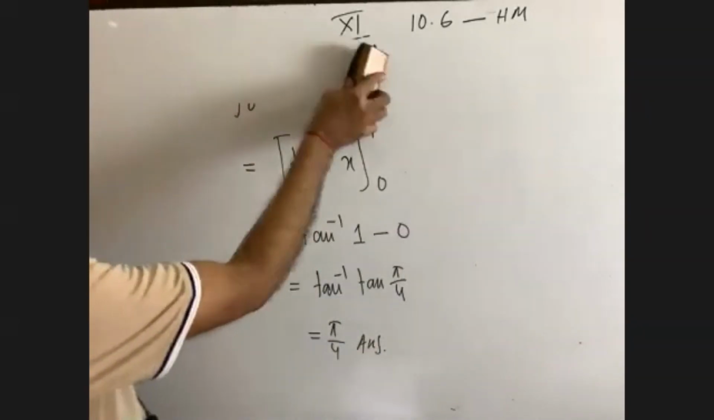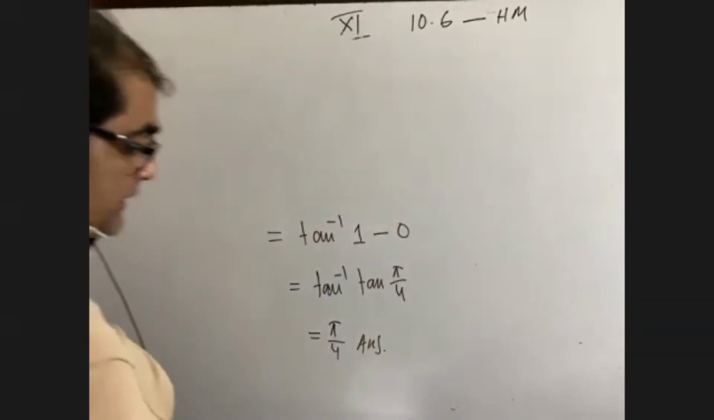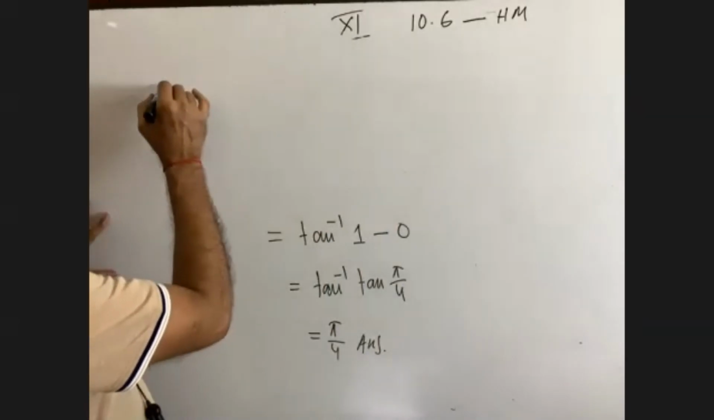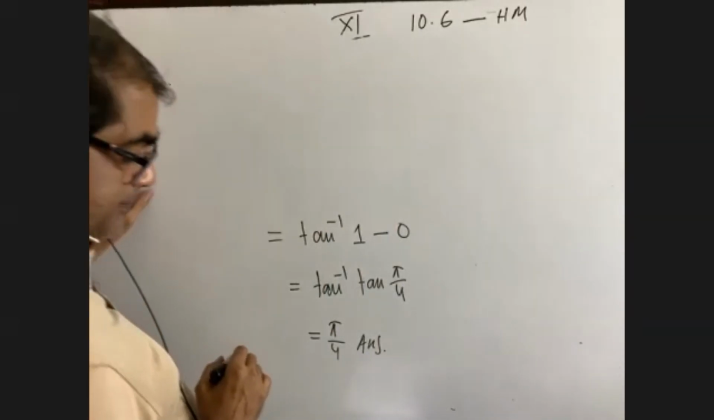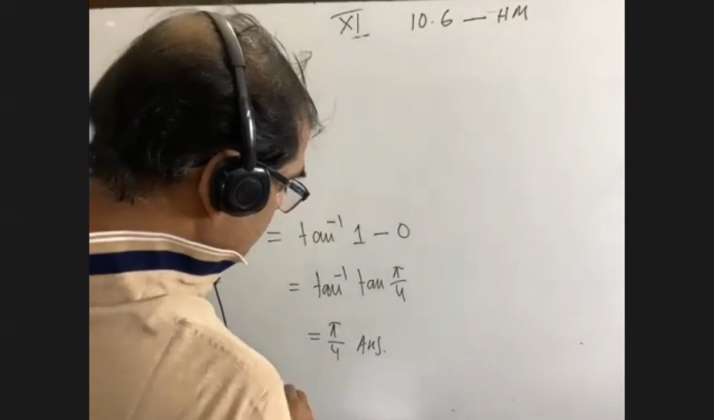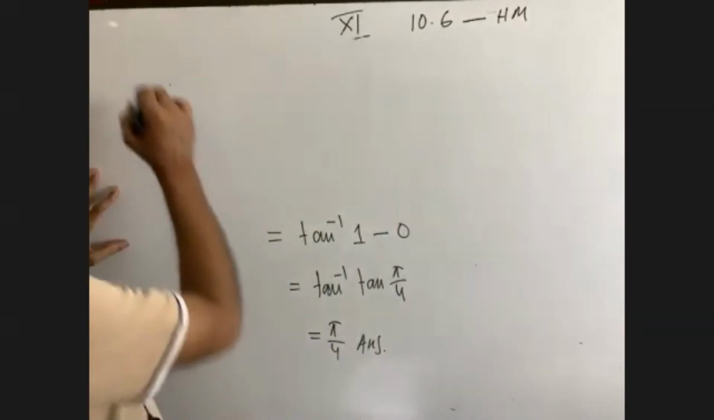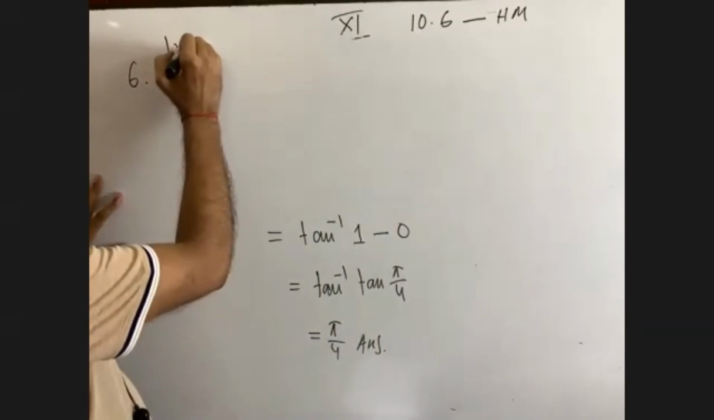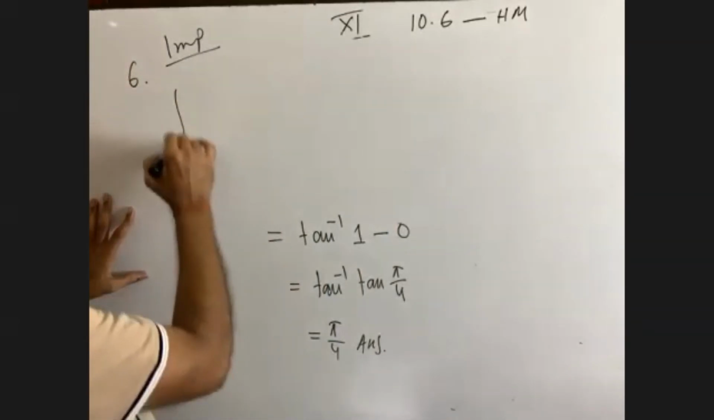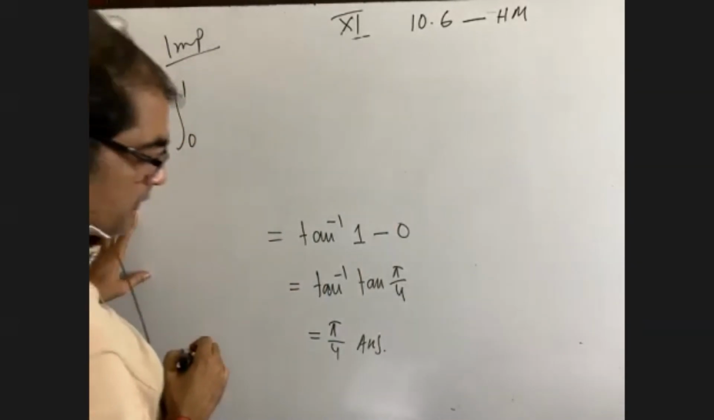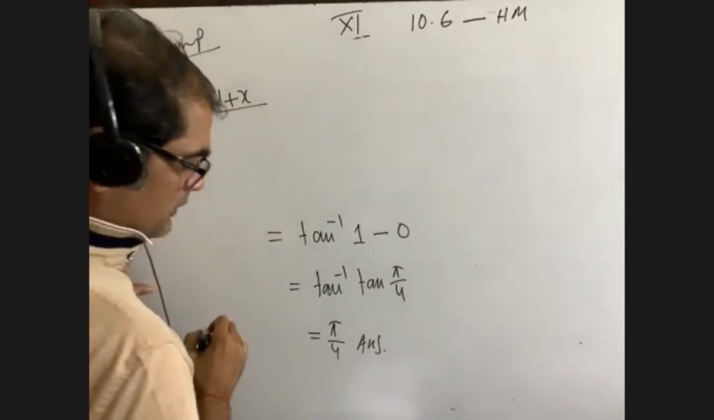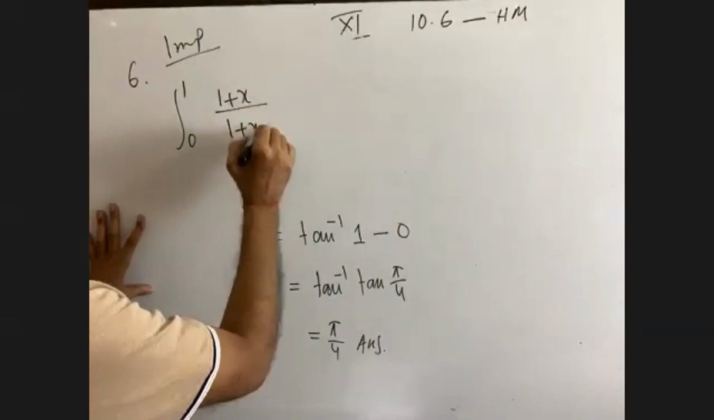You did a lot of maths in physics on definite integral, right? Now I am going to do another math. Question number 6, very important. Write down: the integral from 0 to 1 of (1 plus x) by 1 plus x square. Who can do this math?